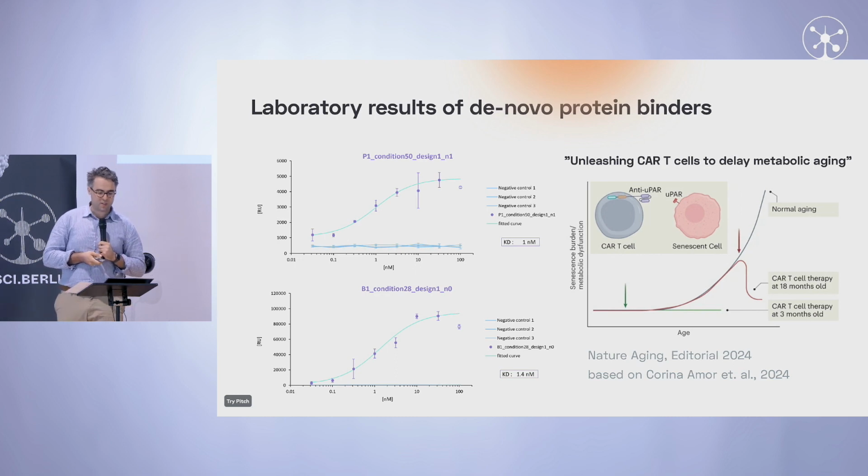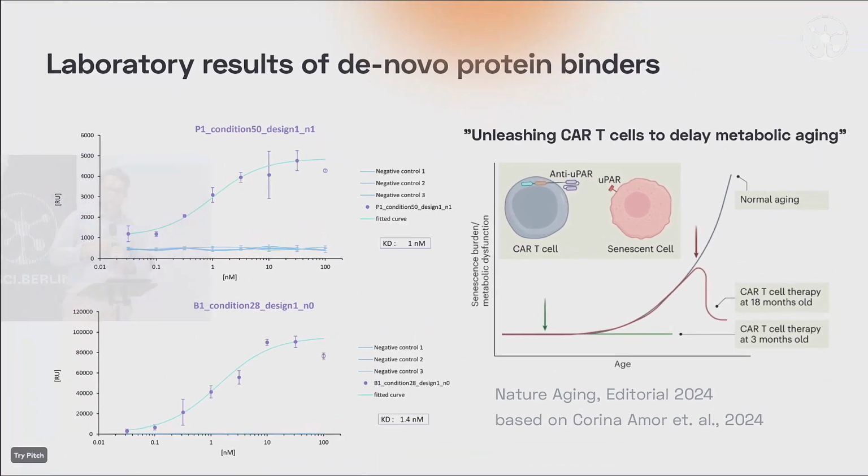And actually, just a couple of weeks afterwards, it was exciting to see that there was another independent group in academia validating this target, again, through a second publication that was just featured in Nature Aging, where we can see that there is quite a strong signal now that this target actually is able to unleash CAR T cells to delay metabolic aging.